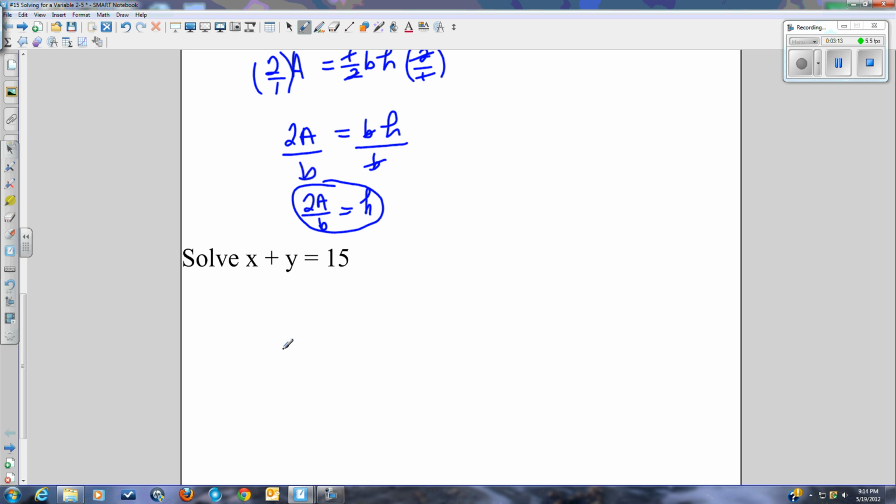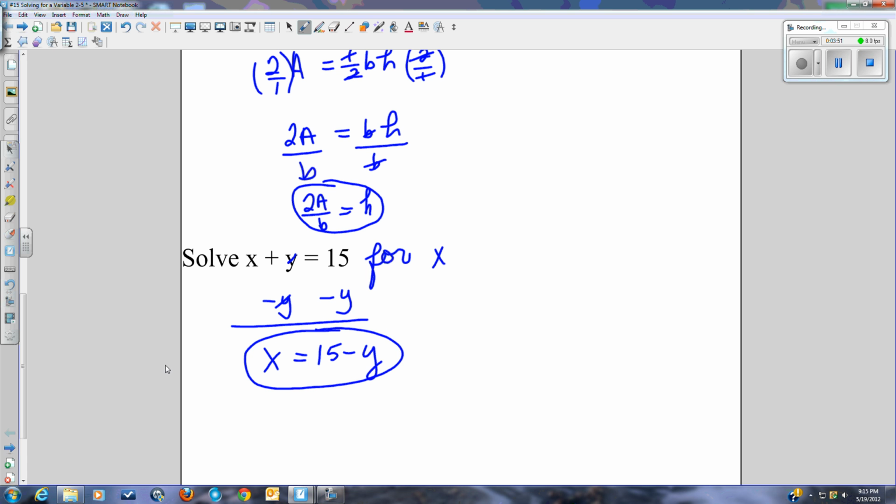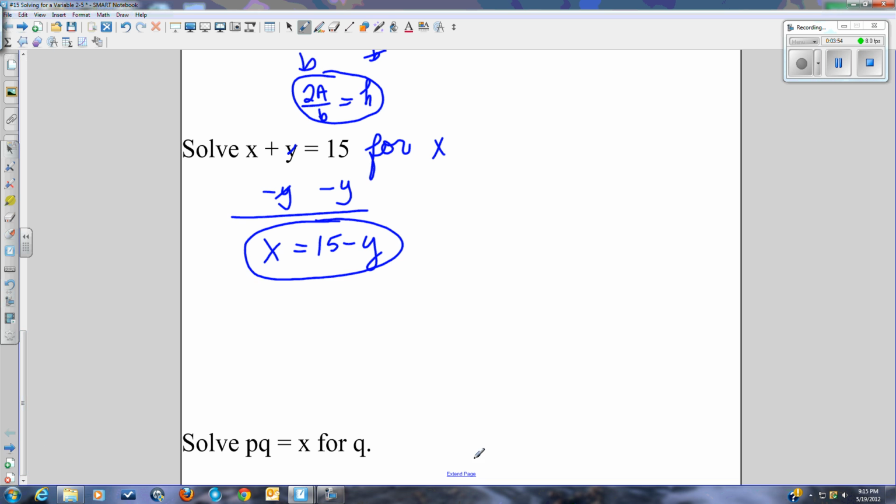Next, we want to solve x plus y equals 15. I didn't even indicate what I wanted to solve for. Let's solve that for x. So we need to get rid of our y. So let's subtract y from each side. The y's will cancel. And we're left with x equals. Now you cannot combine 15 and y. You're just going to have to leave it alone and write it as 15 minus y. That's as simple as you can get it. Don't worry about having variables in your answer.